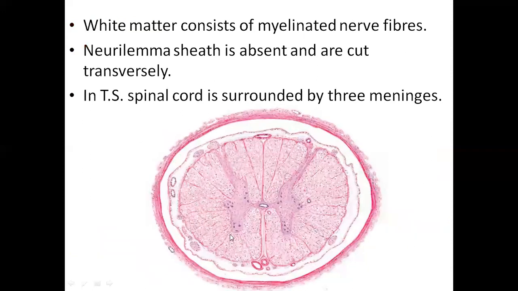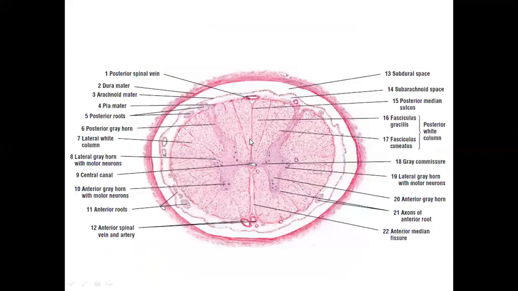So rest all outside is the white matter, which consists of myelinated nerve fibers. Neurolemma sheath is absent and they are cut transversely. The TS spinal cord is surrounded by three meninges, dura, arachnoid and pia mater.